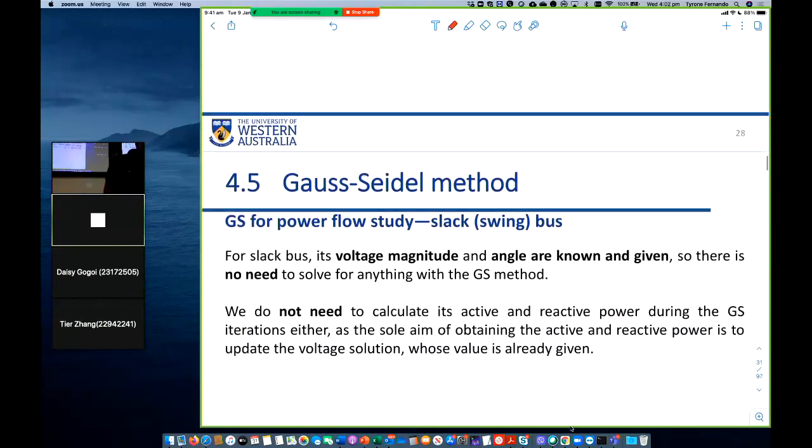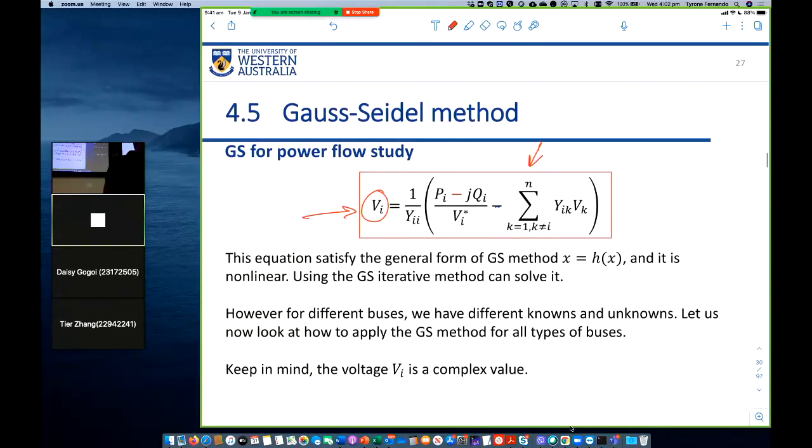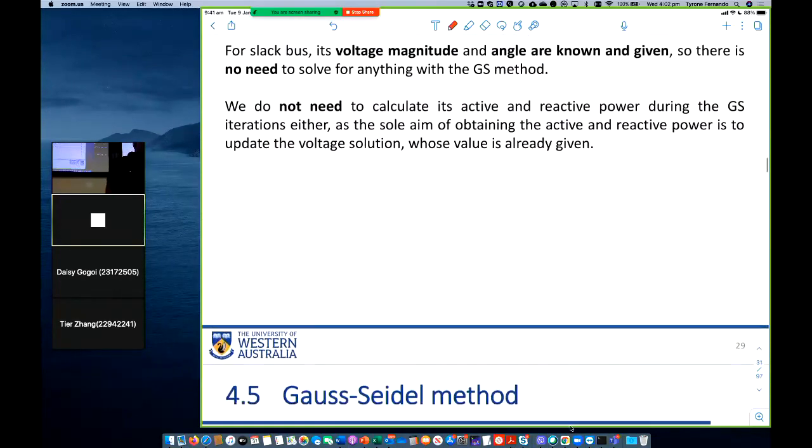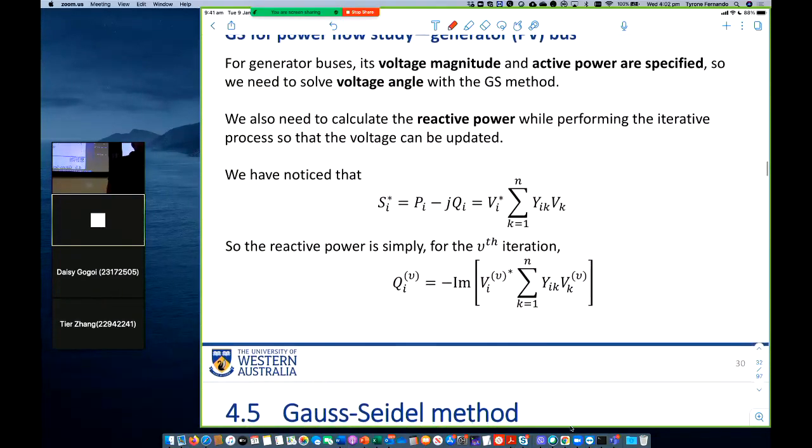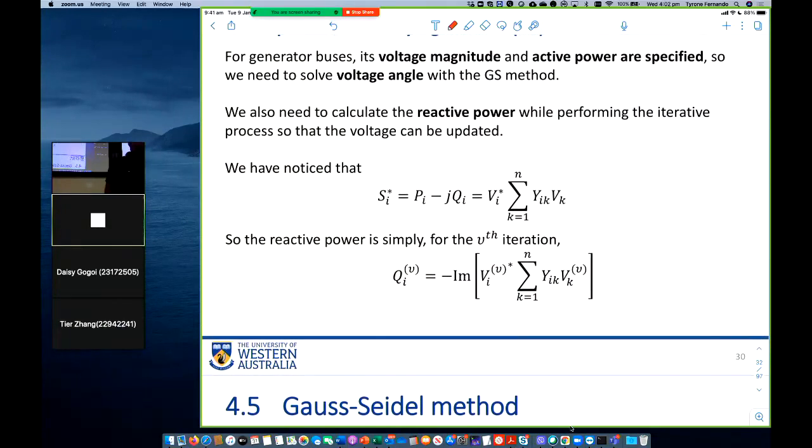Obviously, when we do this, for the slack bus we don't need to, because for the slack bus we know the voltage magnitude and voltage angle. So we won't apply the Gauss-Seidel technique to find the voltage magnitude and angle for the slack bus, because that's already known.